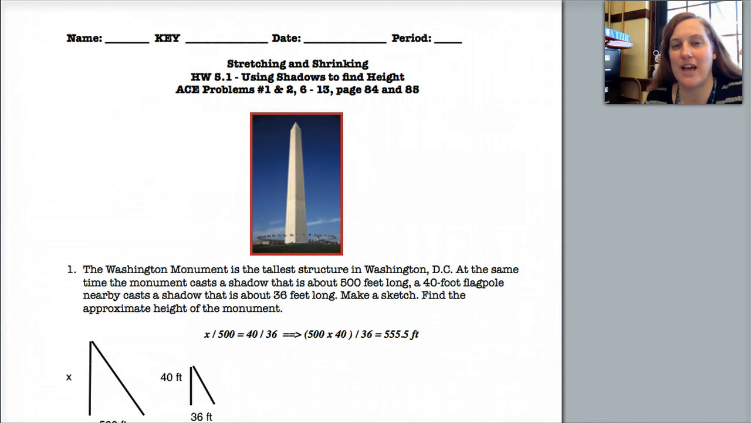And this has to do with the fact that the rays from the sun are all parallel, so they form the same angles. And then we have a right angle with the ground, so we know that all angles are congruent, so they must be similar shapes. So we can use this similarity to find heights.